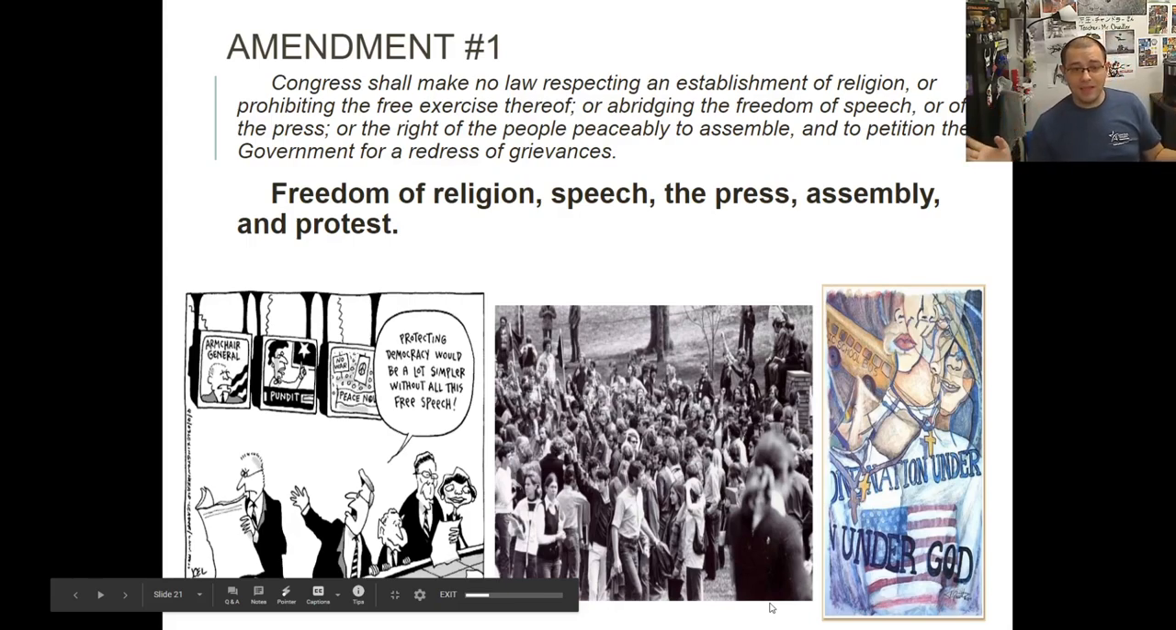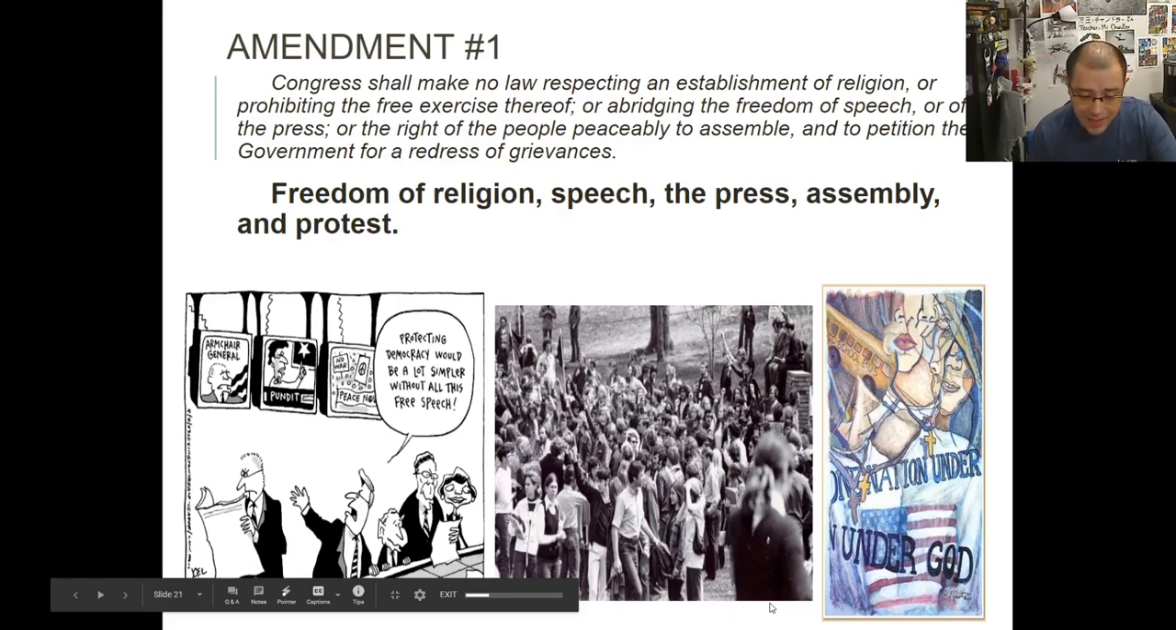The First Amendment. Congress shall make no law respecting the establishment of religion or prohibiting the free exercise thereof, or abridging the freedom of speech or of the press, or the right of the people peaceably to assemble and to petition the government for redress of grievances. In other words, freedom of religion, speech, press, assembly, protest, five things all in the First Amendment.